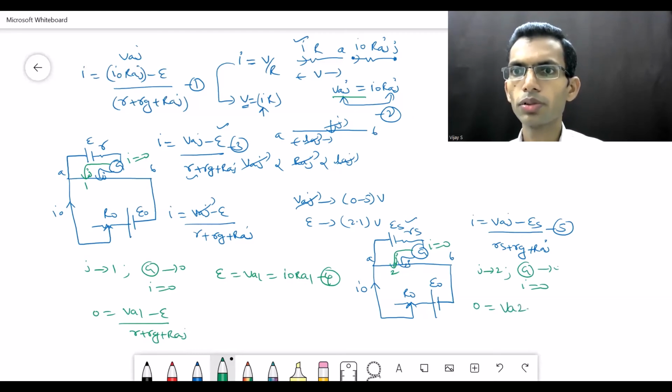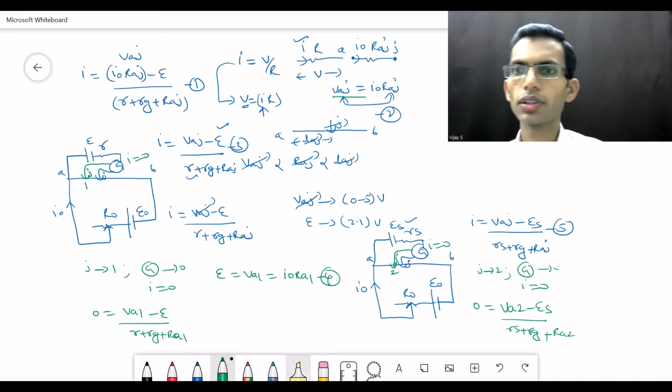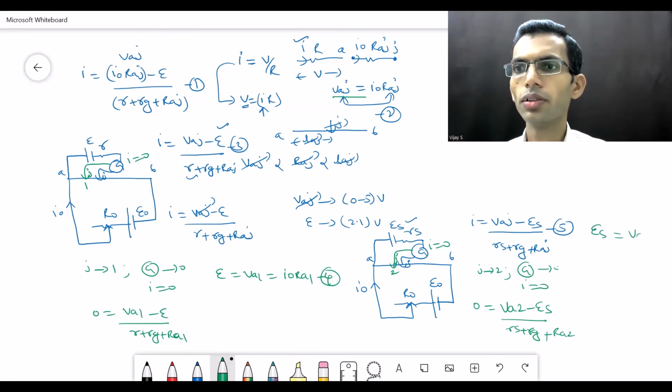In place of J, we have to substitute ES, RS plus RG. In place of J, we have to substitute 2. So here also RA1 here. As LHS is 0, we are going to get VA2 is equal to, sorry, ES is equal to VA2. But VA2 we can write from equation 2, that is I naught into RA2.